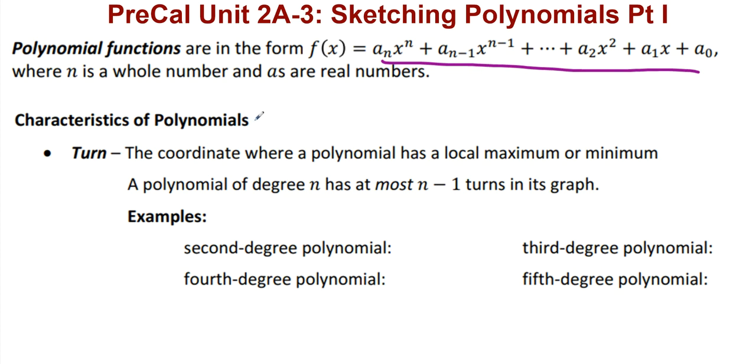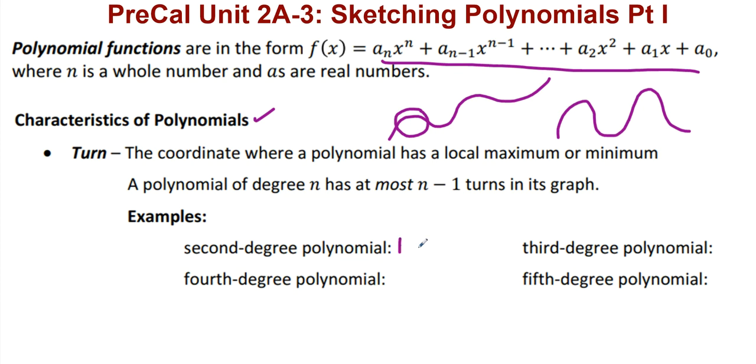Another tidbit of polynomials is that they have turns. They'll do funny things like this, all right? Or they can do very interesting things. And each one of these is going to be called a turn, where you have a local max or minimum. And you're going to have, at most, n minus 1 turns. So if we have a second degree polynomial, you'll have one turn. And you recognize that from a quadratic. You have one turn in the quadratic.